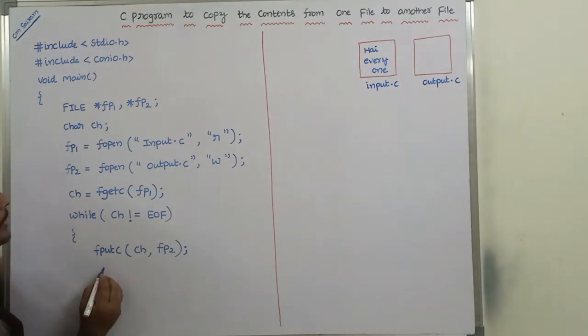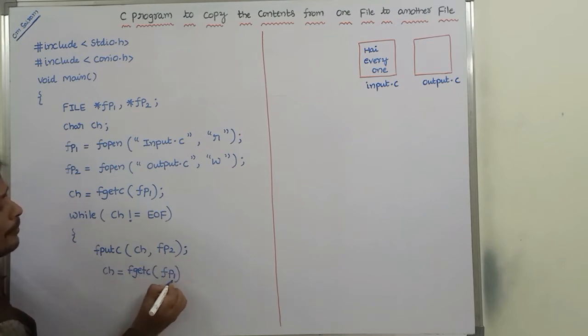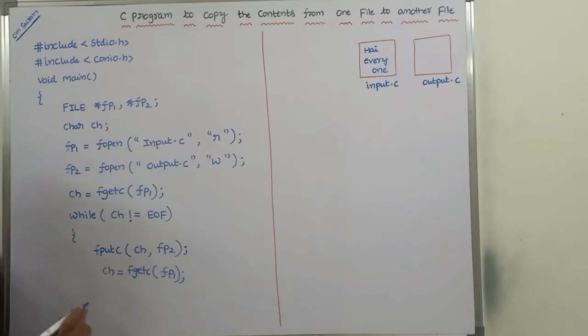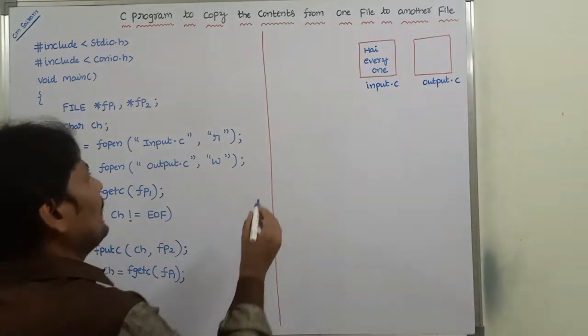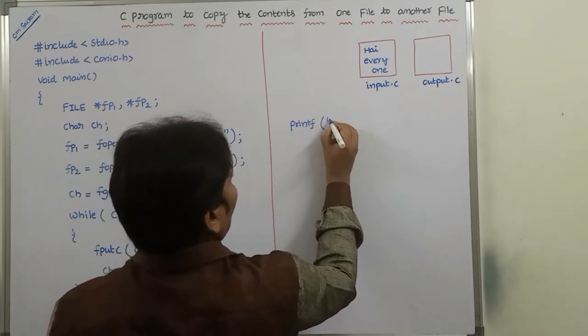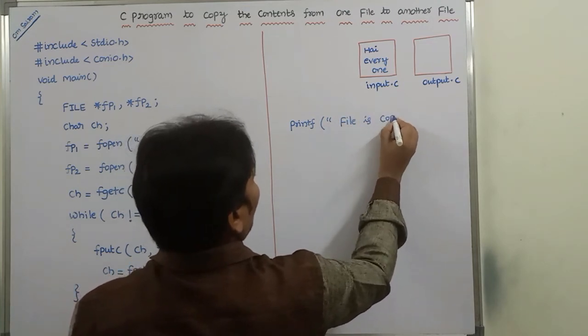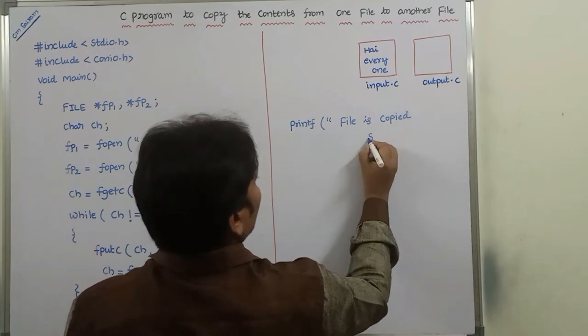Next, incrementing the file pointer. So that is ch is equal to fgetc of fp1. This line is used for moving ahead in the input.c file pointed to by fp1. Next, printf, "file is copied successfully".